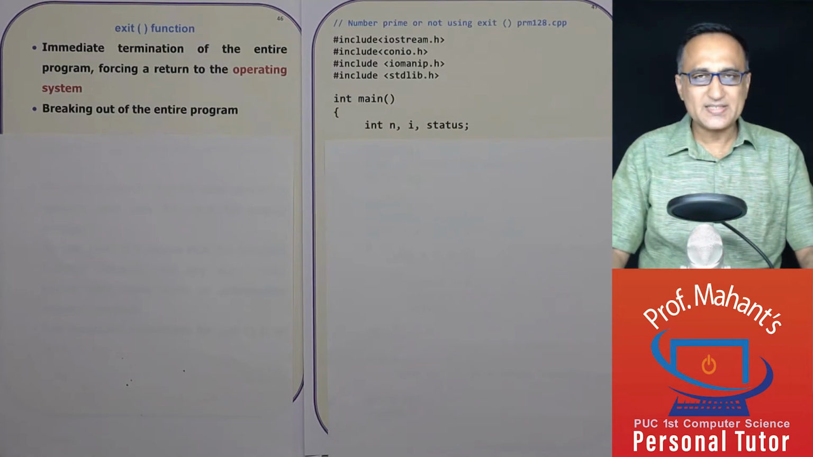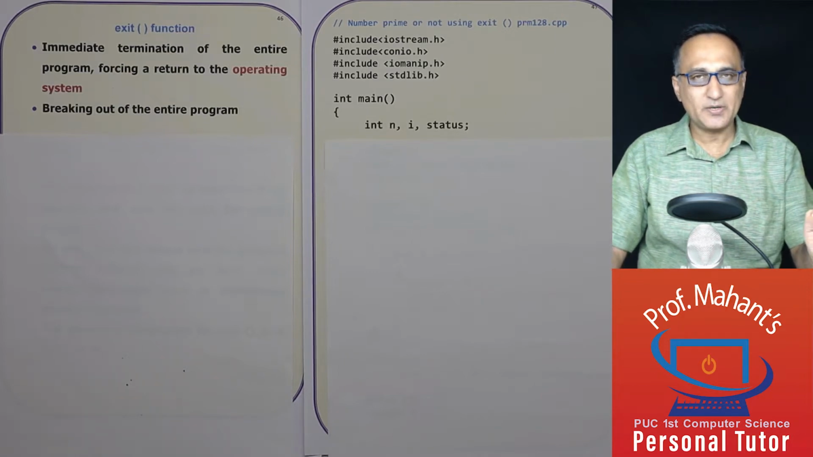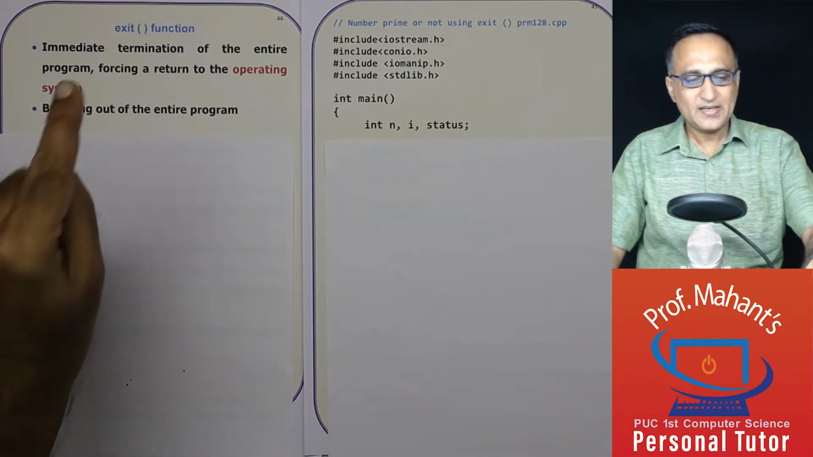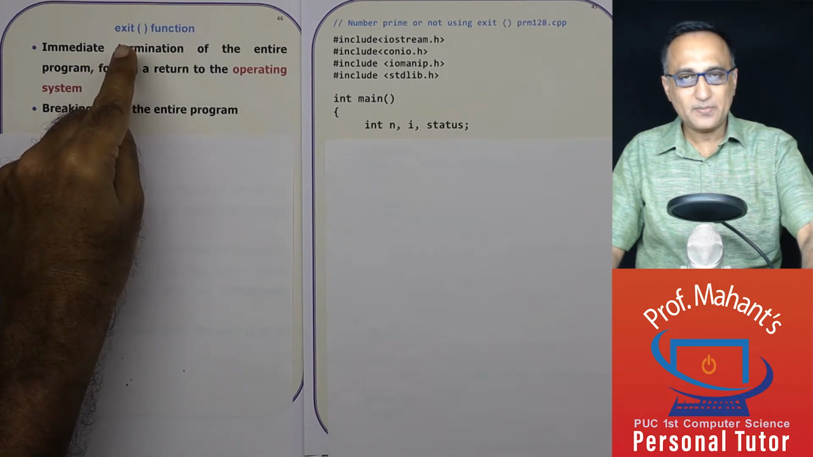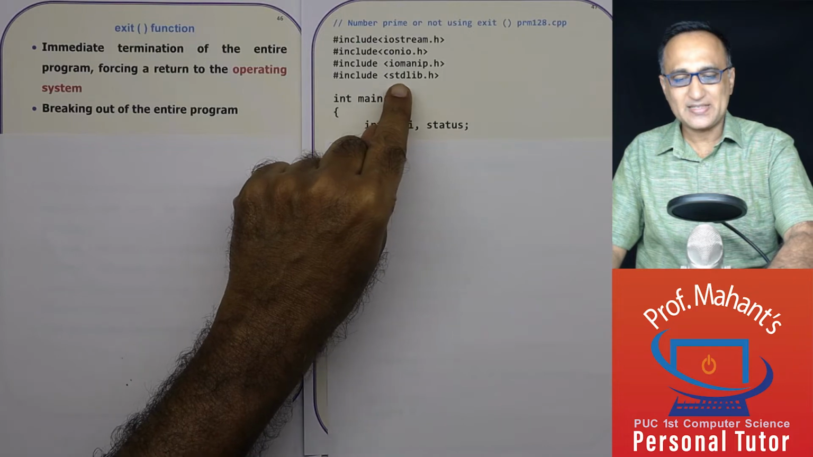We shall now discuss a little bit about the exit function through an example, as well as I am going to talk about the continue statement or the continue keyword. First thing, let me tell you a little bit about the exit function. The exit function prototype is declared in a header file called stdlib.h.